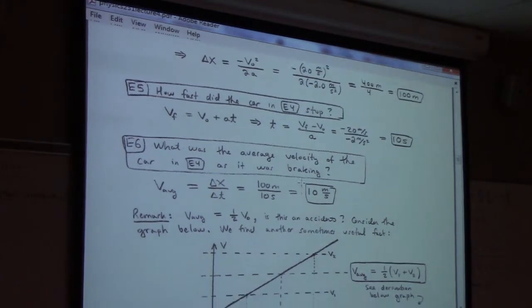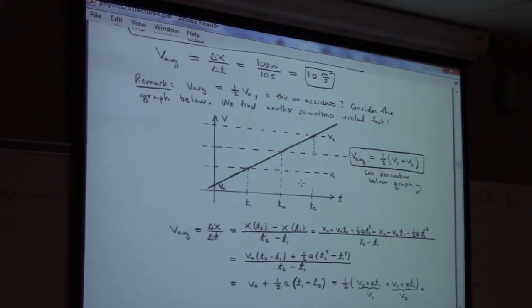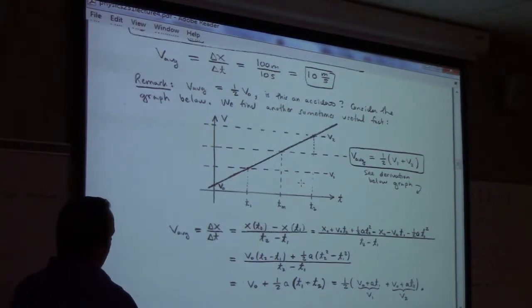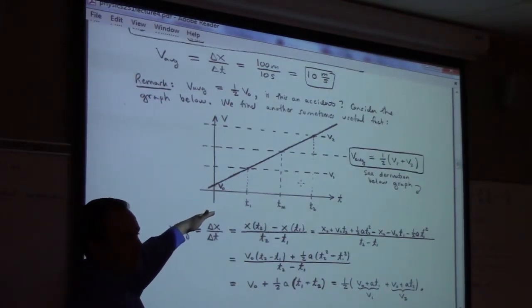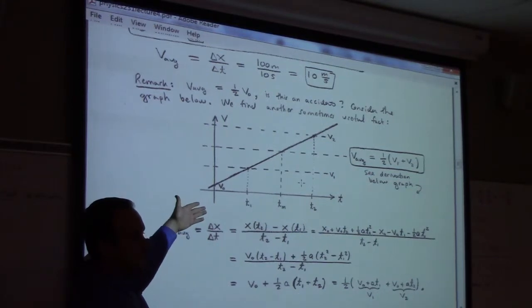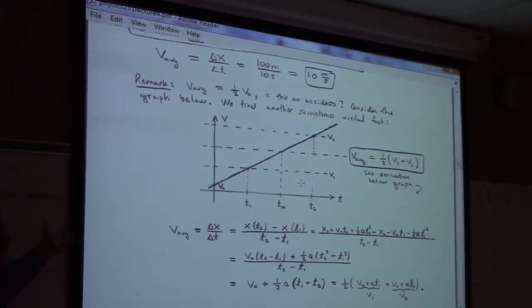Signs are fine. Now, graphically, it's interesting to look at what just happened in terms of a velocity time graph. If you have constant acceleration, then the velocity graph is just a line, because it has constant slope. The slope of the velocity time graph is the acceleration. So constant acceleration means constant slope for the velocity graph.